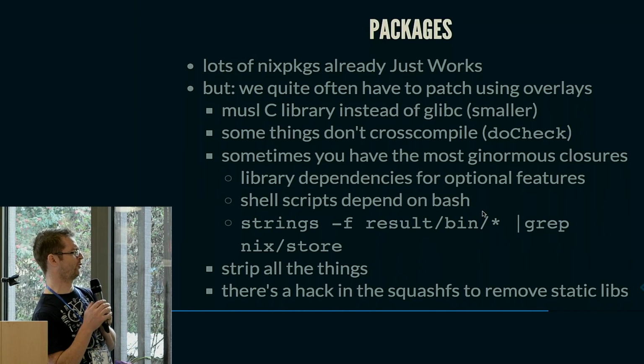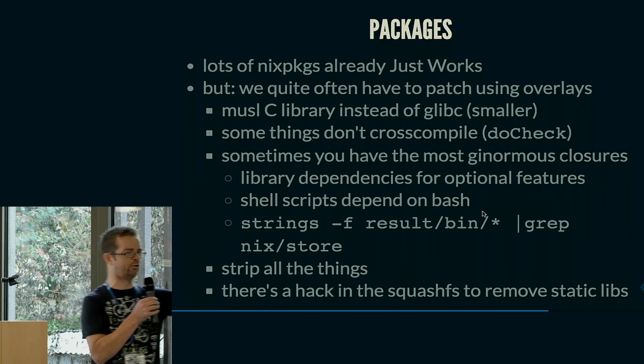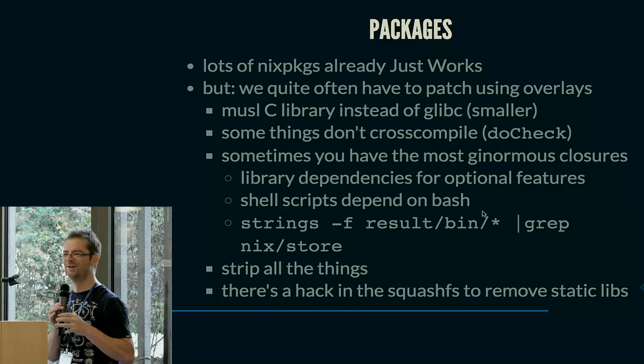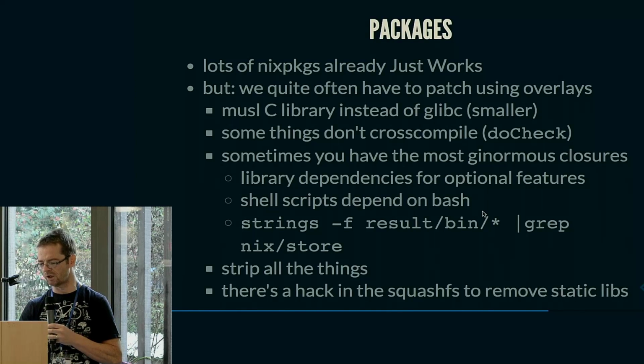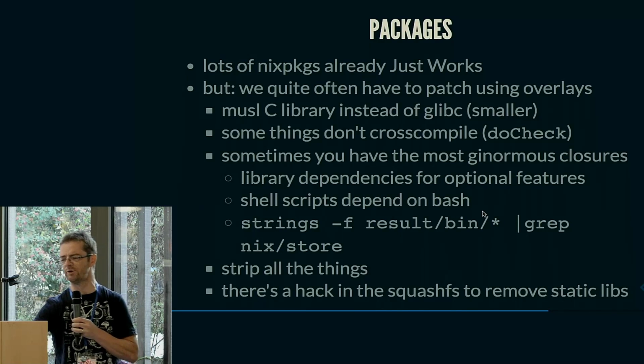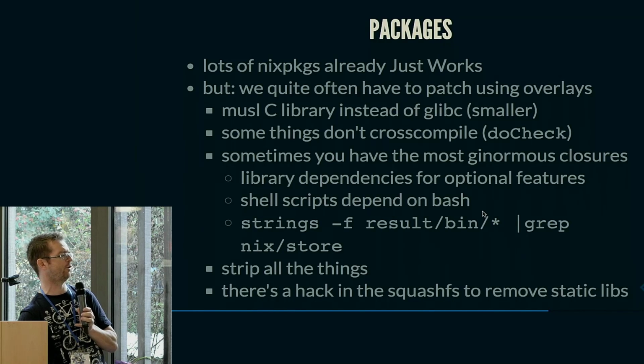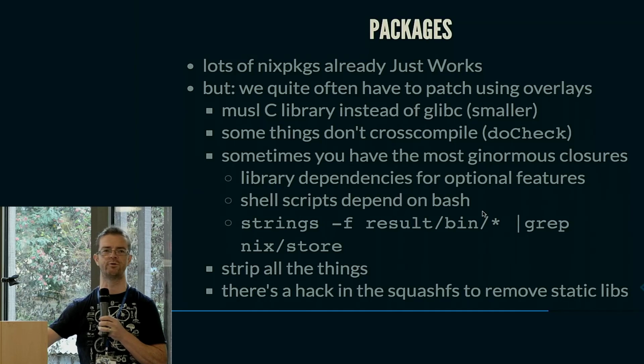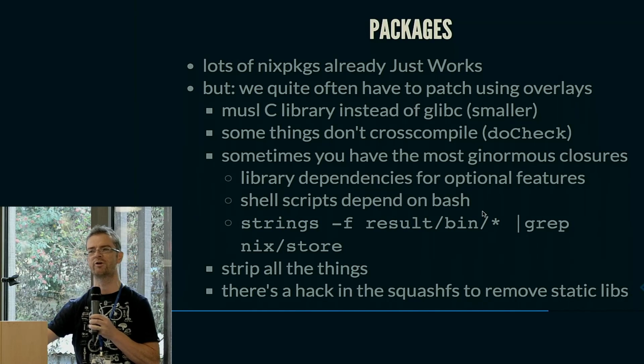If all else fails, just run strings and grep for Nix store. That's a good way of finding leaky bits in your closures. Make sure you stripped everything, and we also slightly hacked up the squashfs generation to remove static libraries from the generated output, because who is ever going to use those when you don't have a compiler?